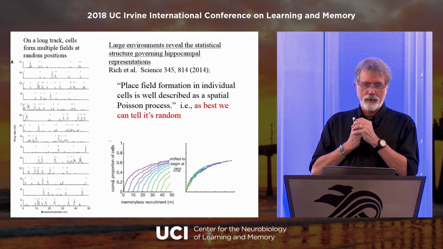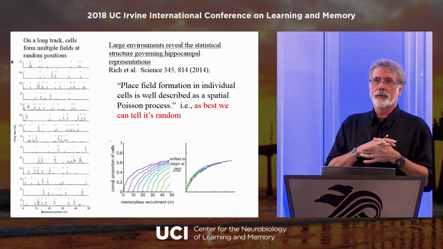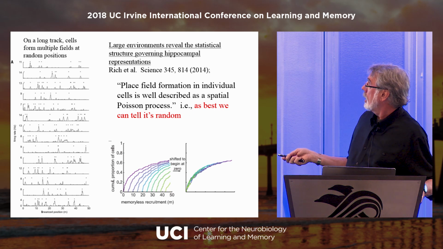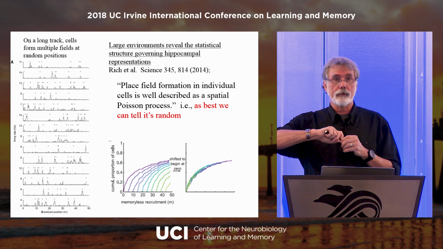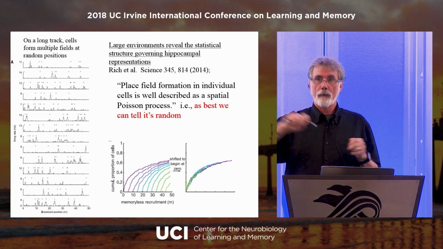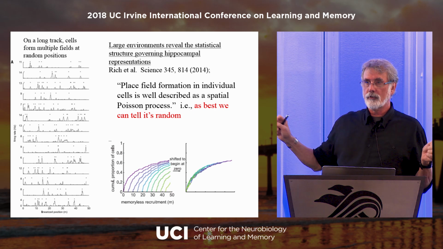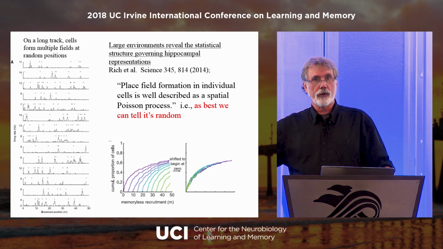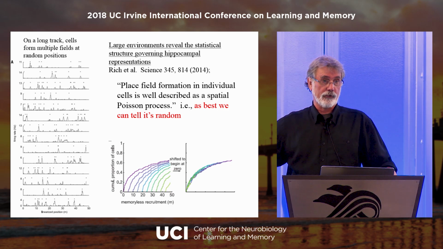The nicest paper that supports the random nature of the hippocampal code came out from Albert Lee's group in 2014, where they put animals on a very long track and looked at the distribution of many, many place fields all over this 50-meter track. And then they did very nice statistics on the allocation of cells to locations, or said better, allocation of locations to a given cell.